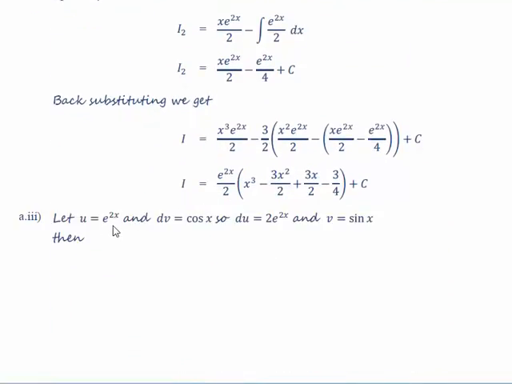We'll let u equal e to the 2x and we'll let dv equal cos x. So du is equal to 2e to the 2x, that's the differential of that, and v is sine x. Just check, differentiate sine, you get cos. So we've got the signs right.